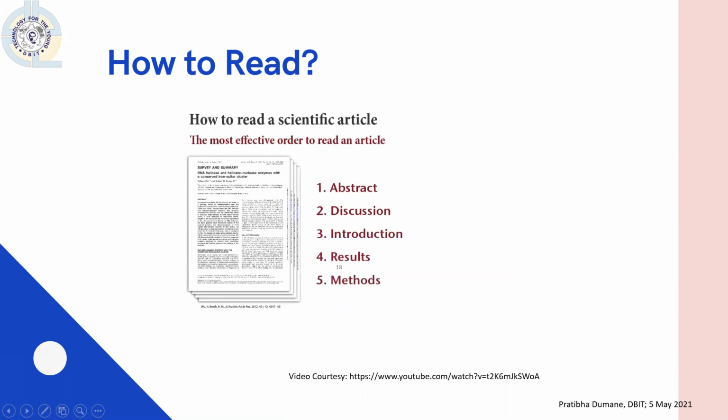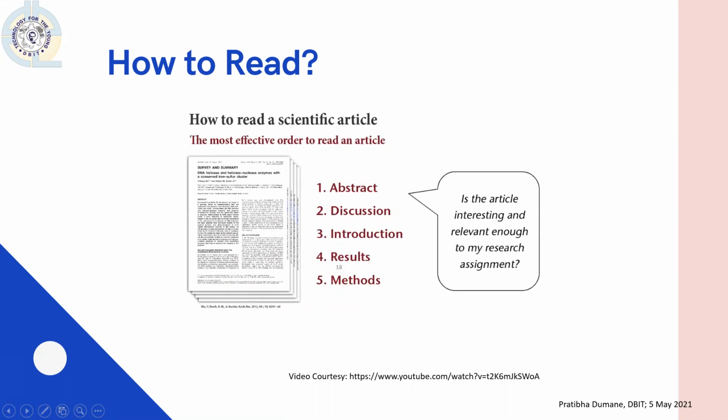By going through articles in this order, you'll be able to quickly find the information you need to determine if the article will be useful. After you read each section, ask yourself whether the article is interesting and relevant enough to your research assignment, which will help you decide whether to continue reading it.